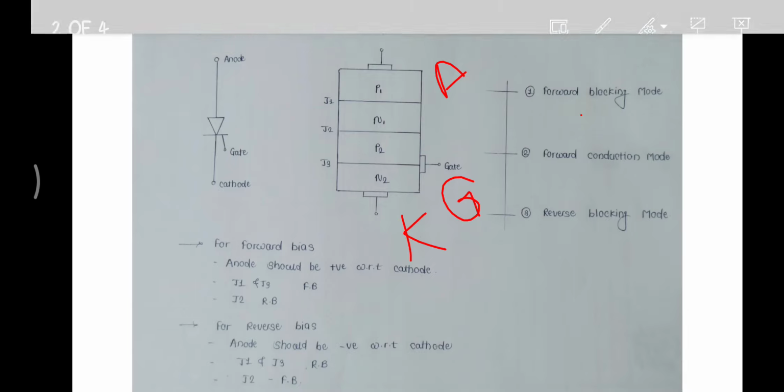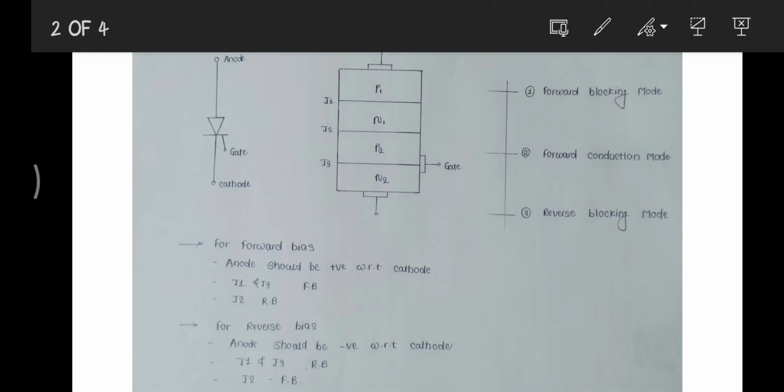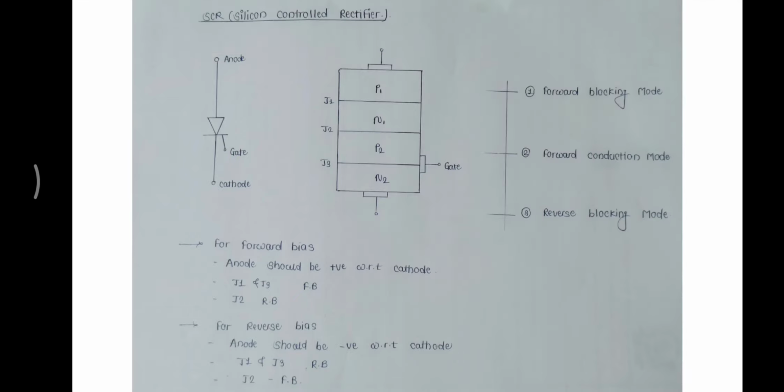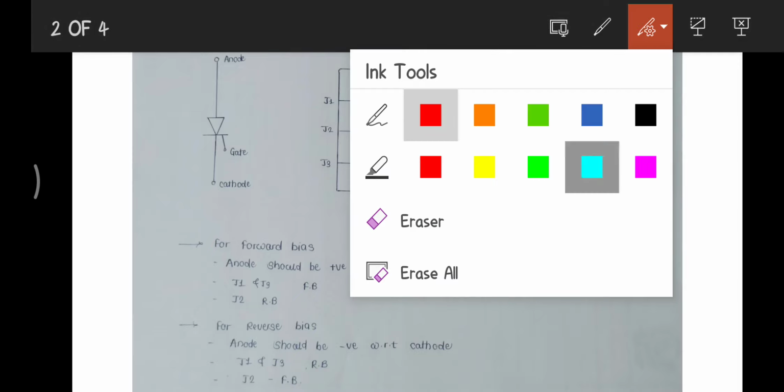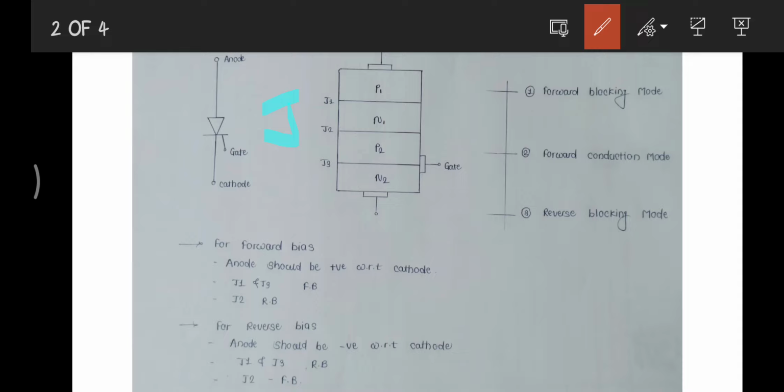Then we will see the internal structure. As discussed earlier, there are three junctions: junction J1, junction J2, and junction J3.